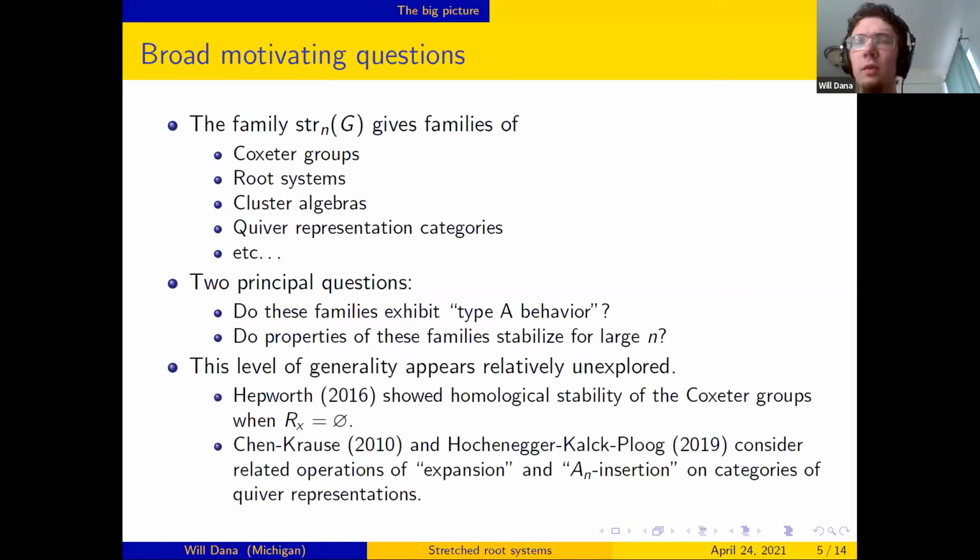This level of generality is something that I haven't seen show up that much, but there are a couple of examples I've seen in the wild. In 2016, Richard Hepworth considered the specific example of appending a tail onto a particular vertex of a diagram, and showed that the Coxeter groups which you obtain in this case satisfy homological stability. Their group homology stabilizes. And then there are papers of Chen and Krause in 2010 and Püschel, Kalck, and Plug in 2019, who both consider relationships between abelian and triangulated categories of quiver representations, other representations of path algebras, considering operations which they called expansion and A_n insertion, respectively, which have this effect on the underlying quivers of these categories. And if you've seen other examples of this construction in the wild, I would love to hear about it.